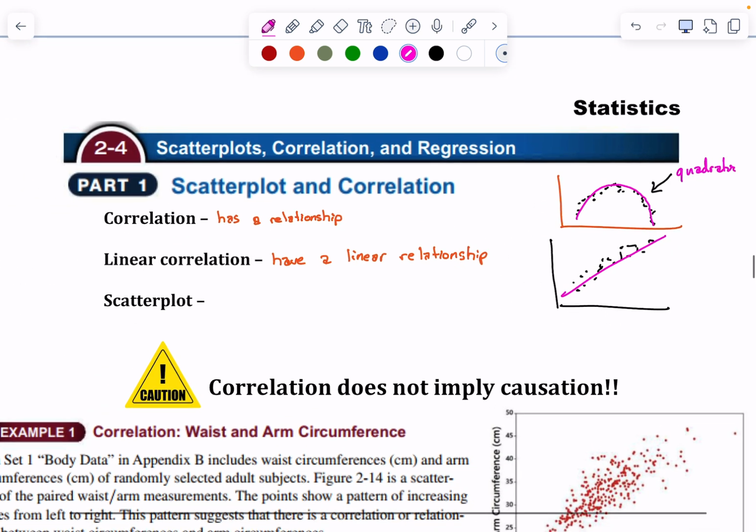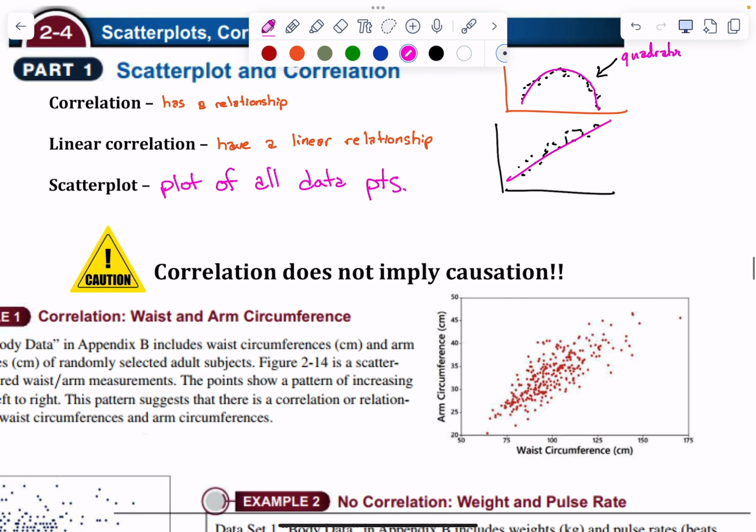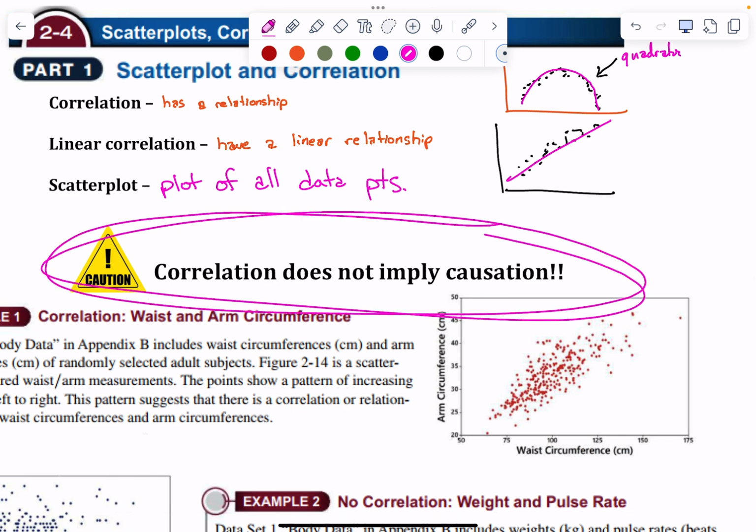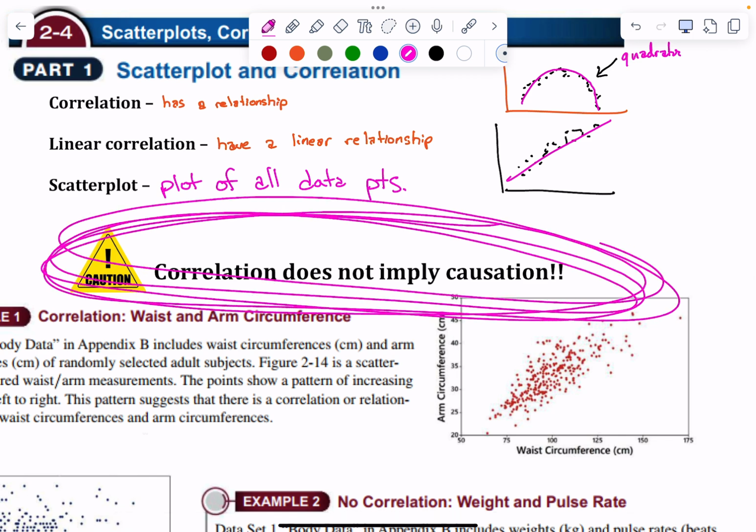All right, a scatter plot is a plot of all data points. Okay, now, caution, circle this really big. I think this was on your last test, wasn't it?